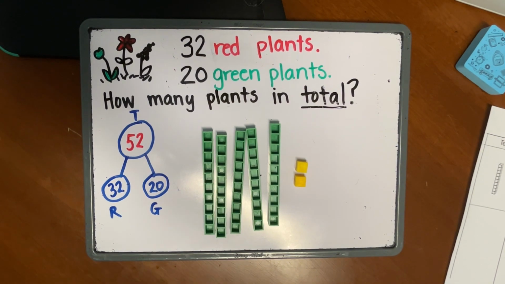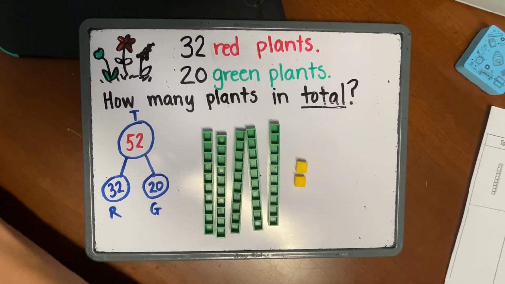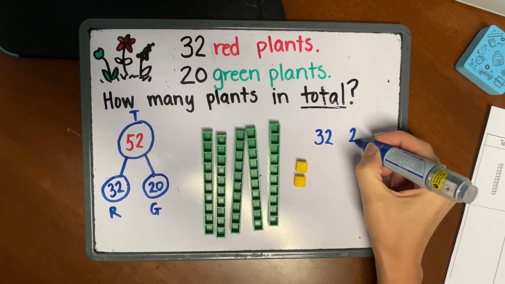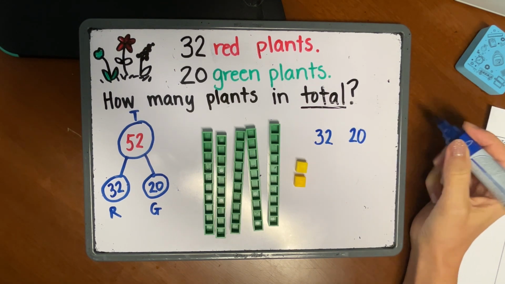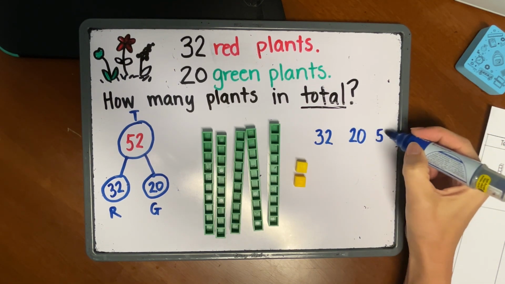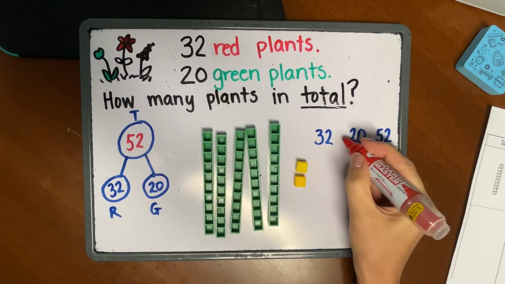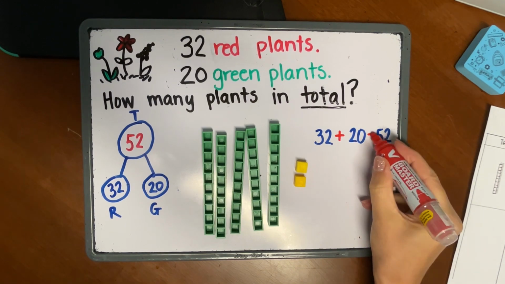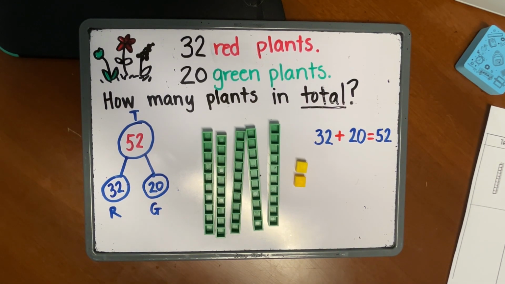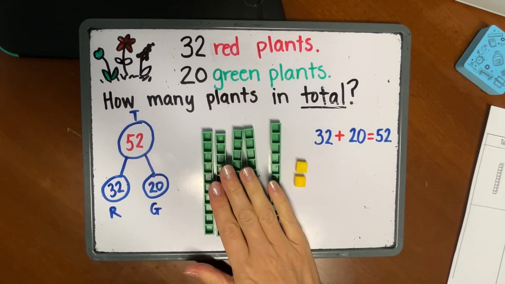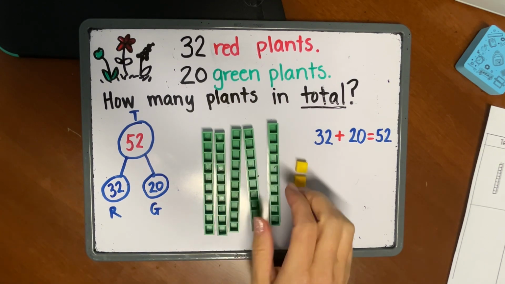How can we write this? I know I had 32 red plants and 20 green plants, and then there were 52 altogether. So 32 and 20 is the same as 52. Have you drawn this in a model yet? What's a fast, efficient way to draw it?